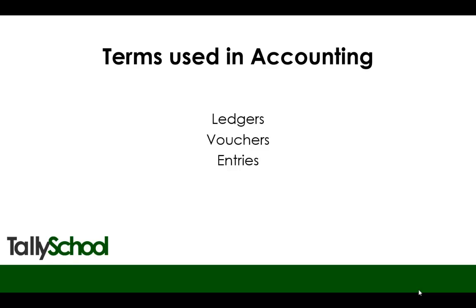So debit what comes in. Remember the rule, debit what comes in. You debited purchases because you purchased the goods, and you credited cash because cash goes out. You paid the cash. So debit what comes in and credit what goes out. So now these are the vouchers and entries.